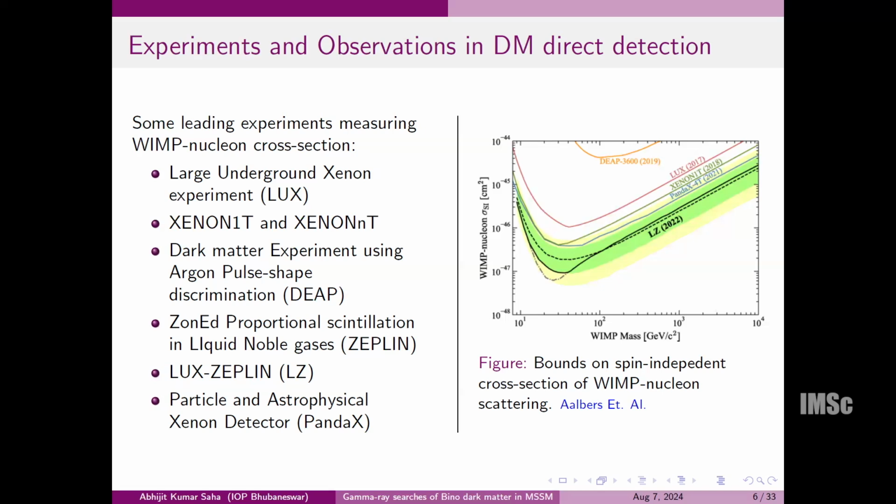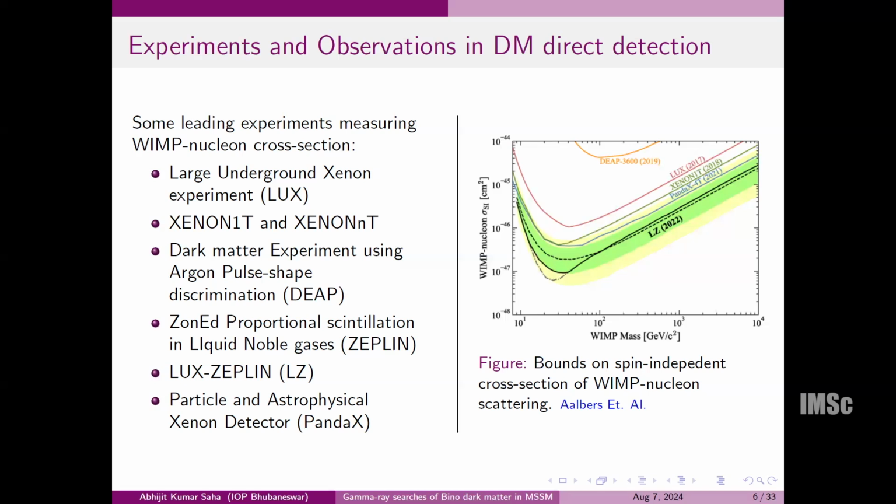Importantly, for high mass, the bound is getting relaxed, and for low mass, it is happening too. For high mass, what happens? The number density of dark matter gets reduced because number density is proportional to 1 by mass of the dark matter. So you expect a smaller number of recoil events.